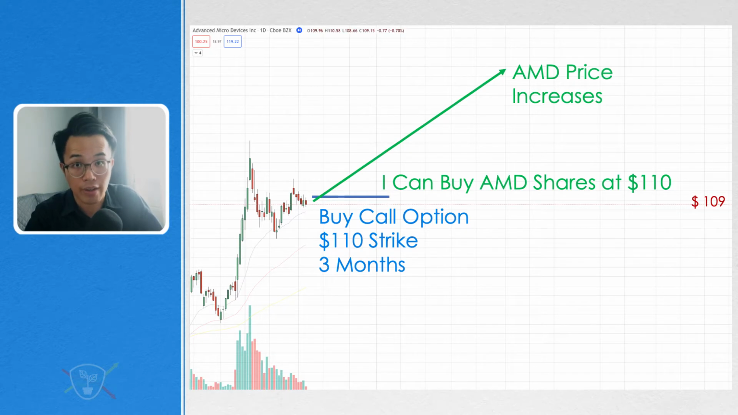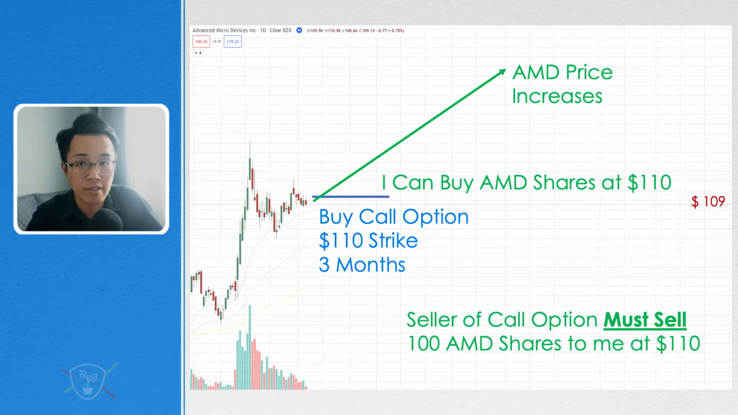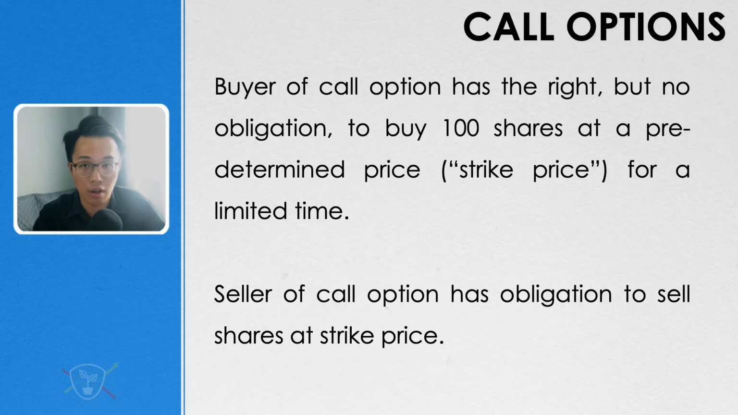So if my prediction is correct, AMD share price increases, and I say, okay, I want to buy the shares at 110. The seller of the call option has the obligation to sell me the shares, regardless of how high the share price goes. Because I have the right to buy it from him at 110, he must sell it to me for $110. So that's basically how a call option works. It gives the buyer of the call option the rights, but not the obligation, to buy shares at a fixed price, a strike price, and the rights are valid for a limited period of time.